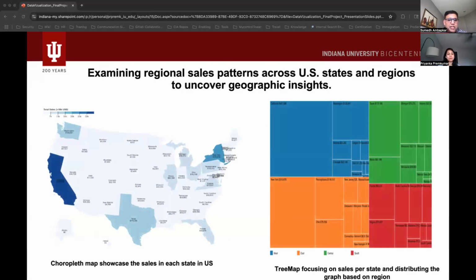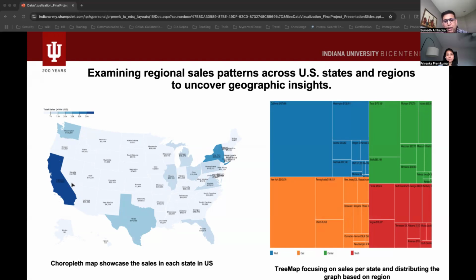The next objective was examining the regional sales patterns across the US states and regions to uncover geographical insights. Here we have used a choropleth map, where you can see the sales for California have grown. California as well as New York are on the higher side, whereas the rest of the regions are comparatively low, or at some moderate level. We can also see that the darker regions have higher sales.